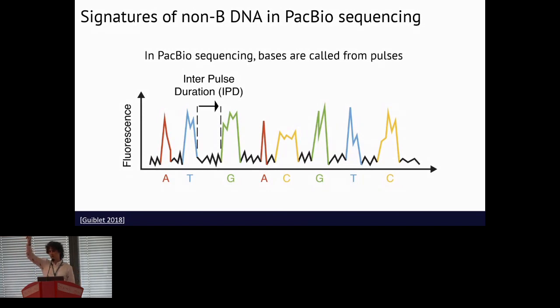This is just a cartoon of PacBio sequencing. You have your peaks, which you use to call nucleotides. And then you just measure the distance, or the time, between these peaks. That's called the interpulse duration, or IPD.